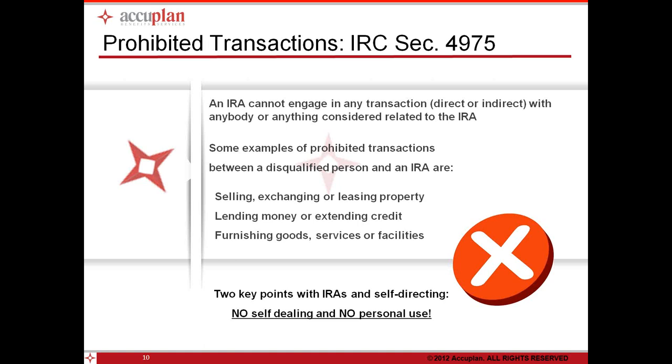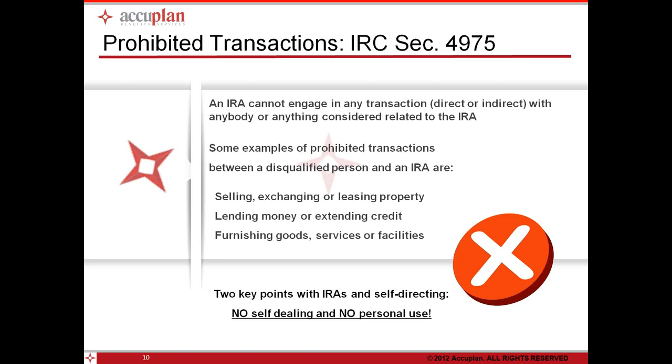For example, a prohibited transaction is one between a disqualified person, and we'll describe who a disqualified person is in the next slide, and an IRA. It would consist of selling, exchanging, or leasing property, lending money or extending credit, or furnishing goods, services, and/or facilities. If the person that your IRA is doing business with is not a disqualified person, these transactions are fine. The key here is not to conduct transactions or business with any disqualified person.